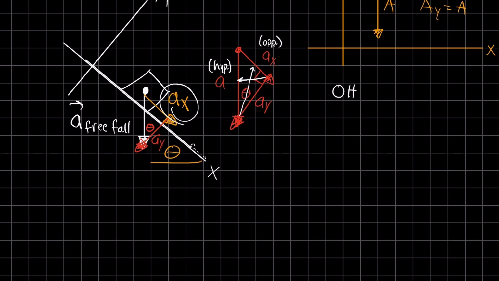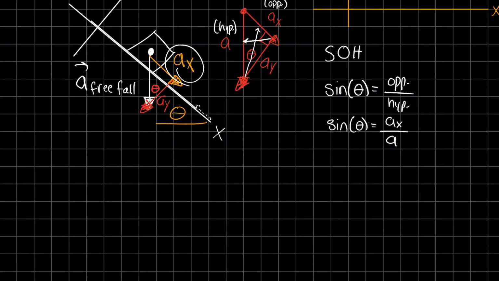O and h gives me a sine. So the sine of theta is going to be equal to my opposite over my hypotenuse. In this case, my opposite is going to be a_x and my hypotenuse is going to be a. In this case, it's a due to free fall.